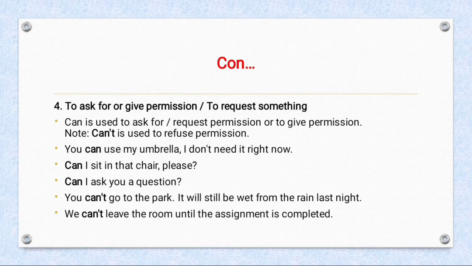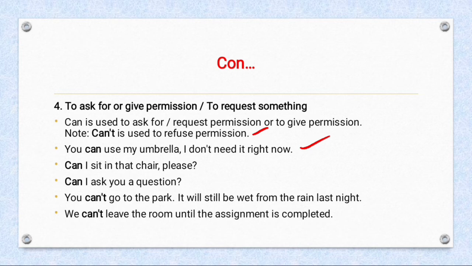To ask or give permission or to request something, we also use can. Like can is used to ask for or request permission or to give permission. Note, can't is used to refuse permission. Like you can use my umbrella. I don't need it right now.